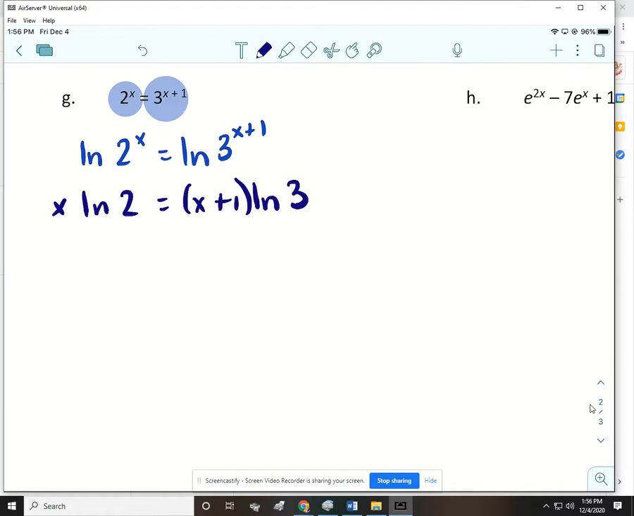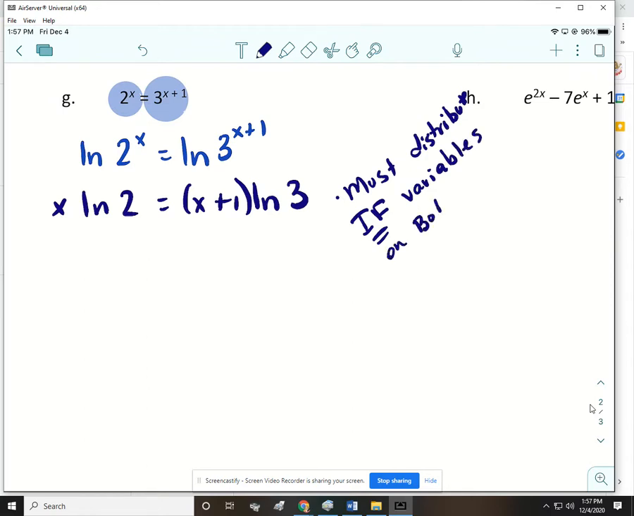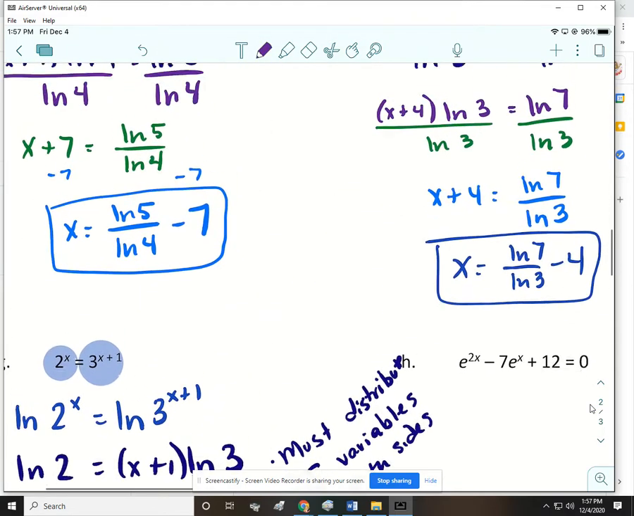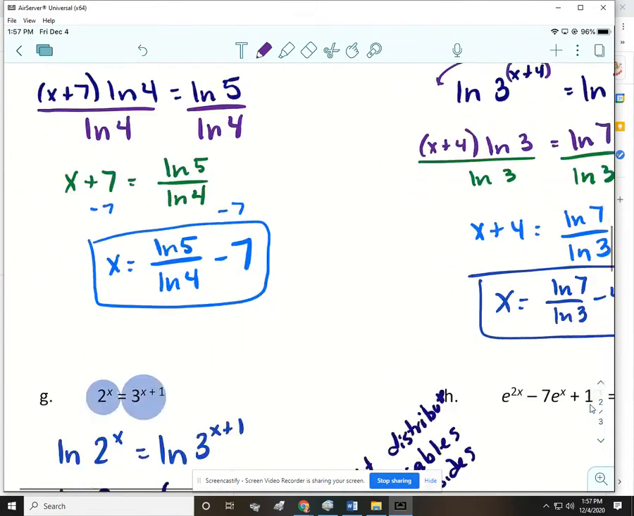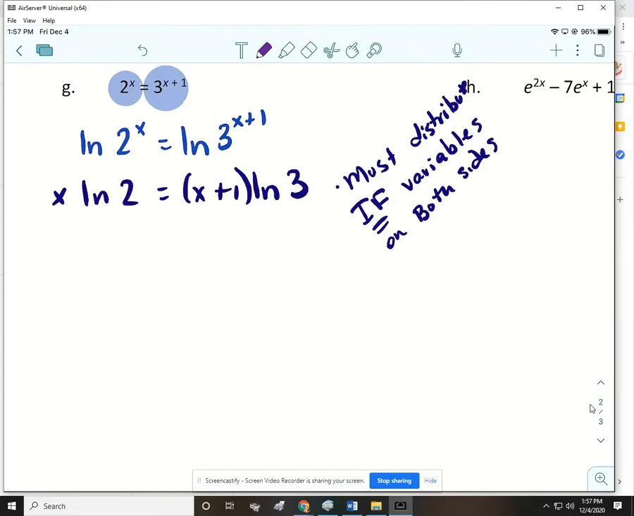Now I know on that last one I told you not to distribute. On this one you do need to. So you must distribute if you have variables on both sides. So those previous ones where it wasn't a good idea to distribute, you only had variables on one side. This one is a little more difficult. So let's go ahead and distribute on the left, distribute the natural log of 3.